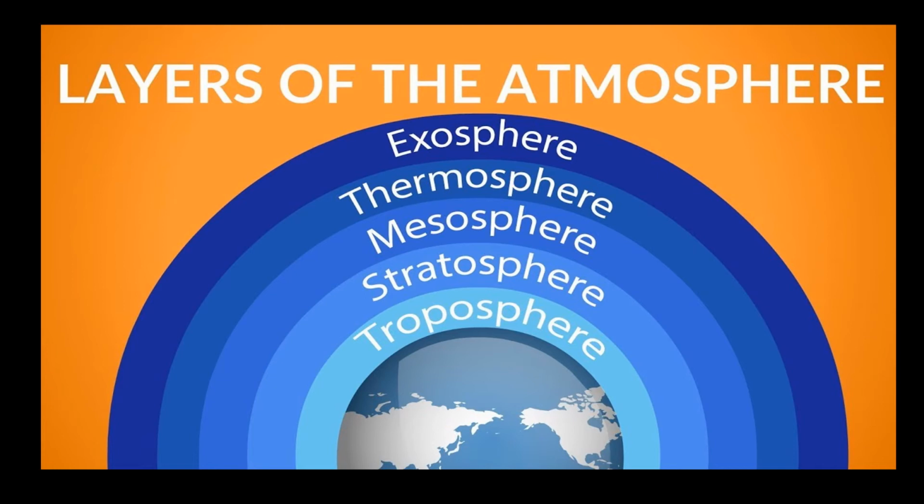The atmosphere protects us from the high energy radiations and the frigid vacuum of space. The envelope of gas surrounding the earth changes from the ground up. And these distinct layers are troposphere, stratosphere, mesosphere, thermosphere and exosphere.